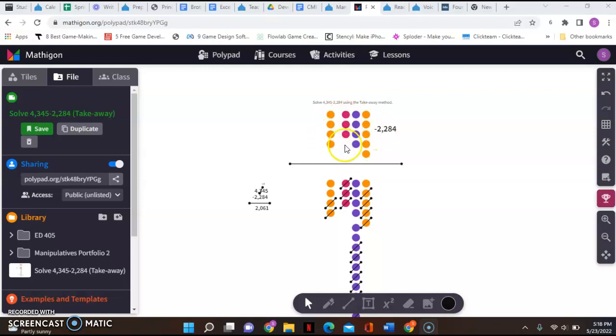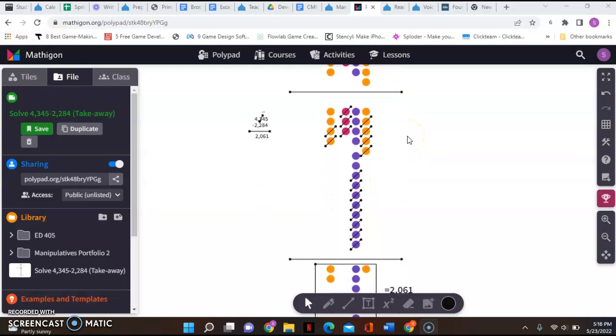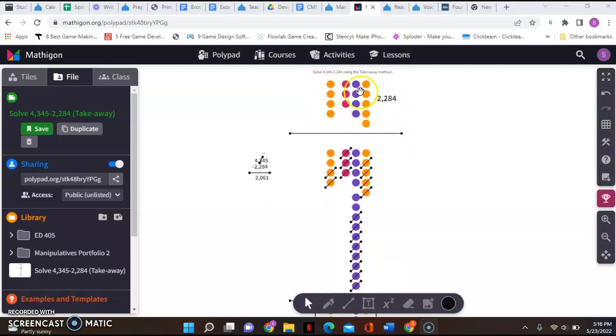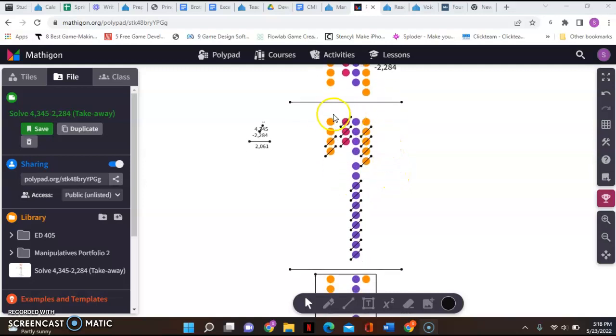4,345 represented here by the hierarchy counters, minus 2,284. And so what I decided to do was that I would take the original image or the original counters and I just place them here in order for me to kind of figure out how I would go about solving it. And so off to the side, I did create the equation in the standard algorithm to kind of help me to figure out place value.